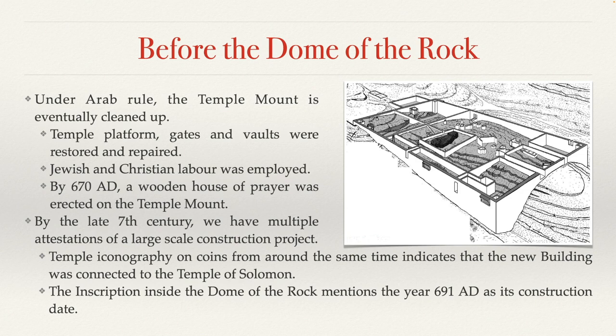At some point, a makeshift assembly building was erected on the Temple Mount. Around 670 AD, the Christian pilgrim Arculfus describes it as an oblong house of prayer, which the Saracens pieced together with upright planks and large beams over some ruined remains. By the late 7th century, we have multiple attestations of a large-scale construction project on the Temple Mount. Temple iconography on coins from around the same time indicates that the new building was connected to the Temple of Solomon. The inscriptions inside the Dome of the Rock mention the year 691 AD as its construction date. Scholars argue whether 691 was the date the dome was completed or the date construction started though.